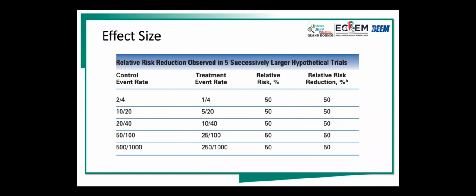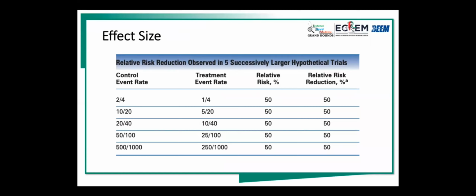Now, when you look at this table that I presented here to you, we're looking at different event rates of treatments. You can see the control event rates on the left-hand side, 2 out of 4 for the first row, and so that's 50%. And the treatment event rate is 1 out of 4, which is 25%. So the relative risk reduction here is 50%.